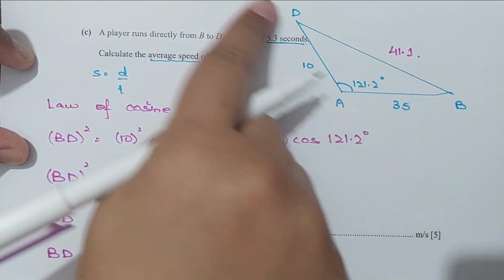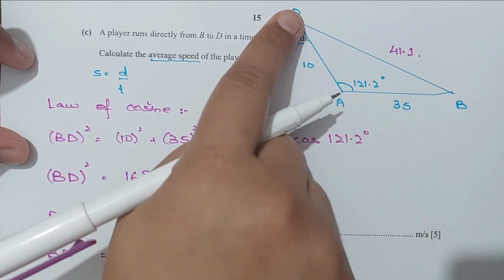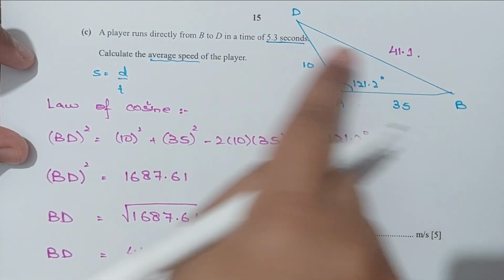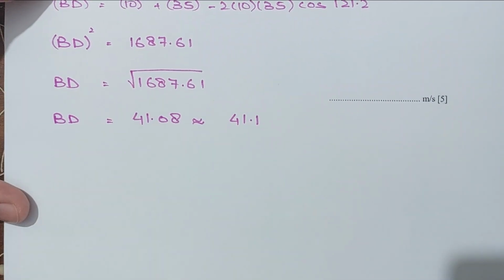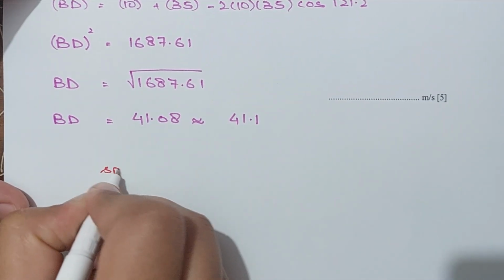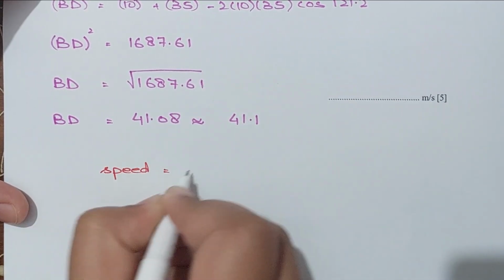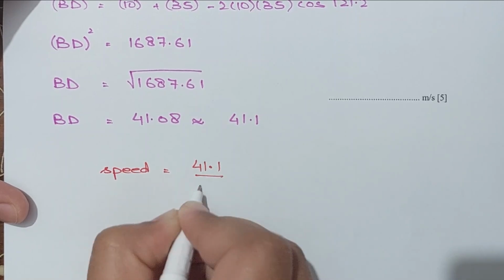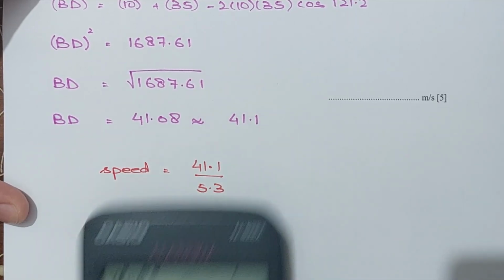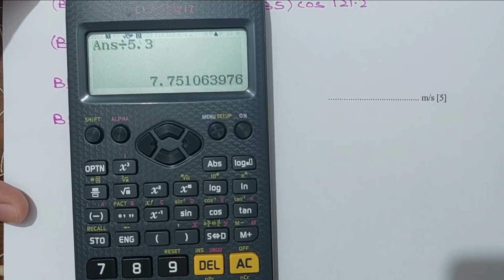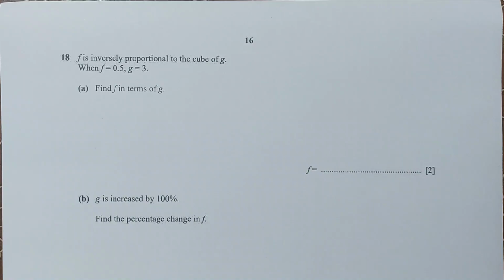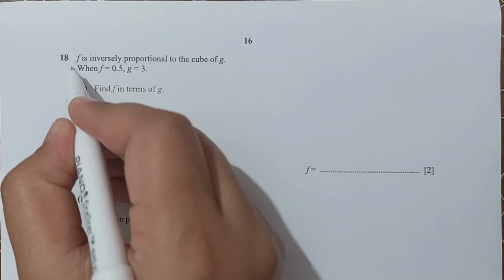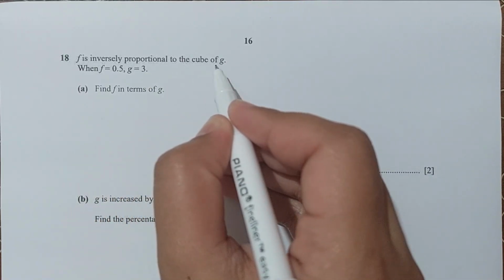Now we have this distance, right? So the total distance traveled from B to D is this much, and the total time taken is this many seconds, right? So now we can easily get the speed. Speed is total distance traveled over total time taken. So divide by 5.3, that is 77.75 meter per second.